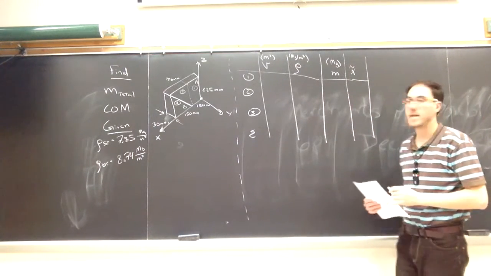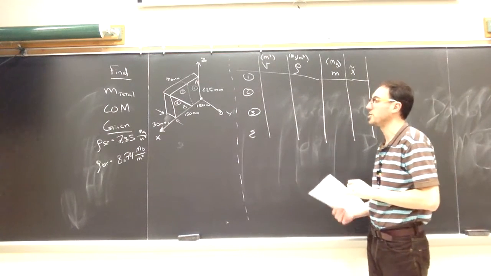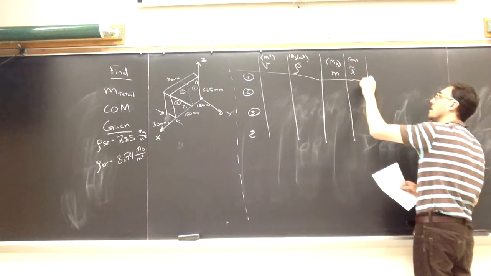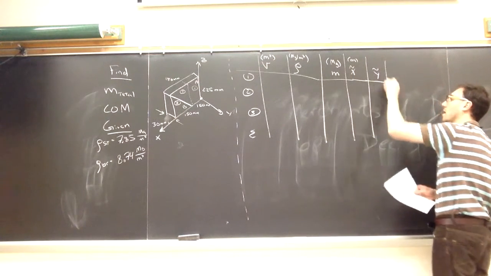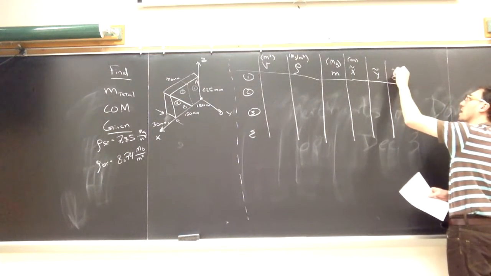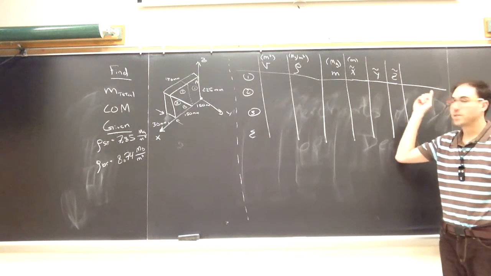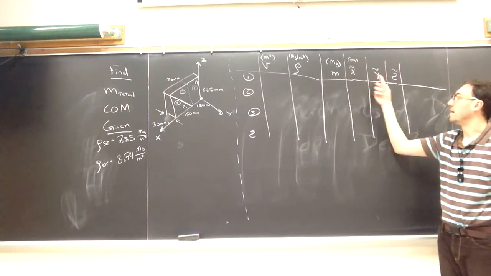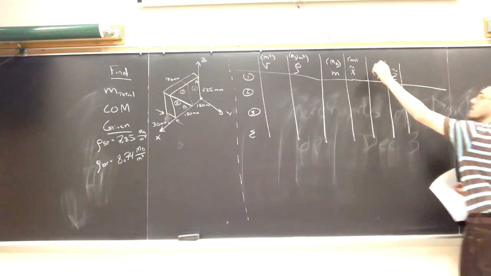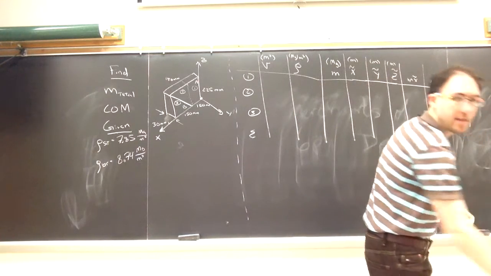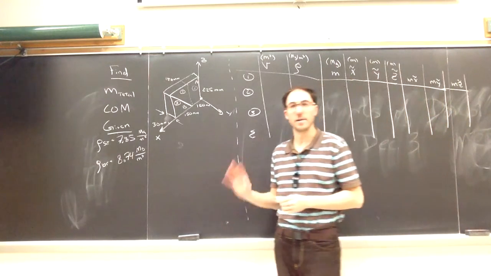And now I need to find the centroid location of each of my shapes, and I'm going to keep these in meters. Then I have to have the last 3 columns, multiplying the mass times each of my centroids. So just an extended version of the tables that we looked at on Friday.